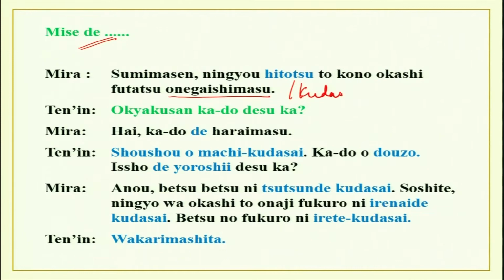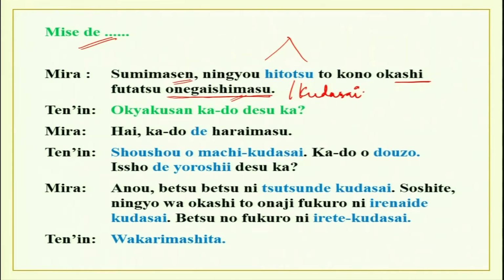So we just did onegai shimasu with kudasai and we saw the difference in our last class. You can see very clearly over here that onegai shimasu, which is a request, means please, and so does kudasai. You can see that an action is required, though it is not mentioned, and that is what Mira is saying. Ningyo hitotsu to kono okashi, this sweet or snacks, futatsu onegai shimasu. Please give these two to me. That's the meaning. She could have easily said, Ningyo hitotsu to kono okashi futatsu kudasai. That is, please give these to me.